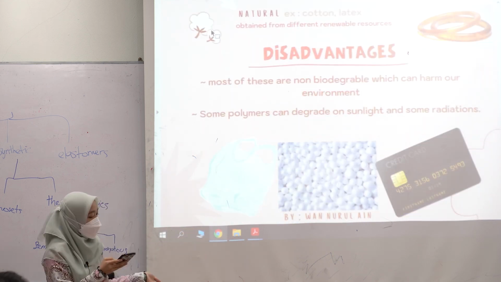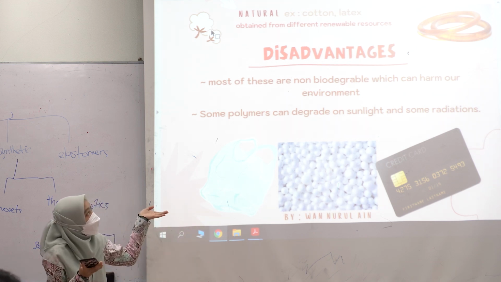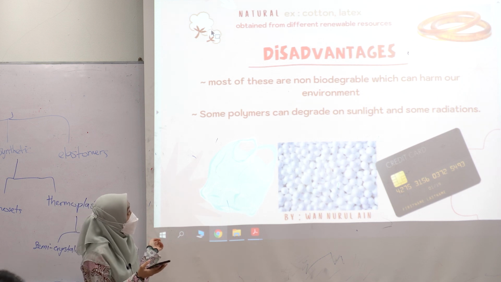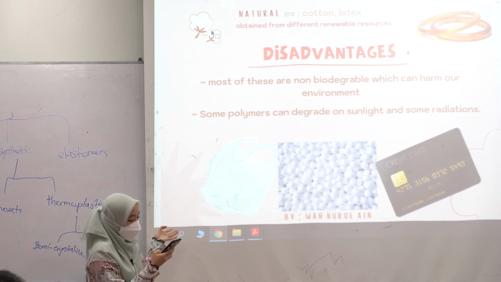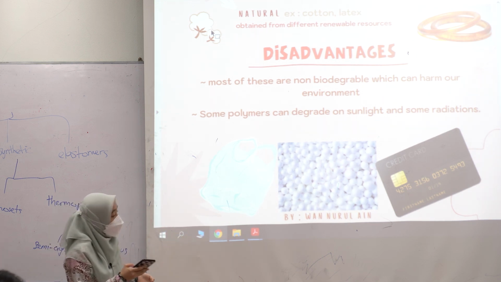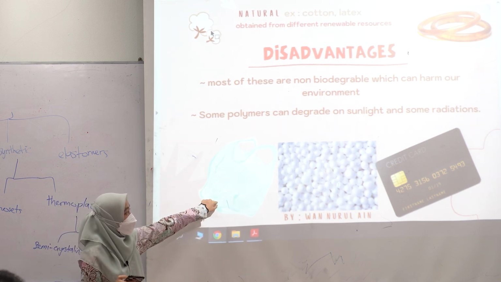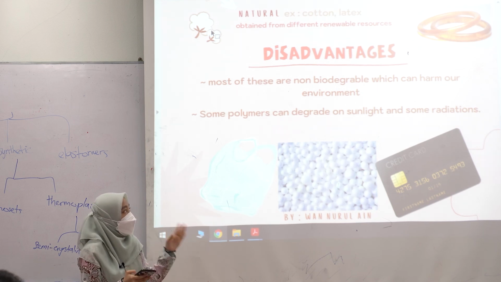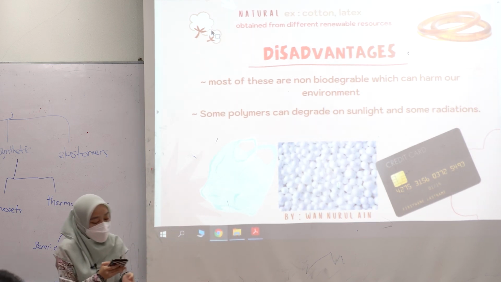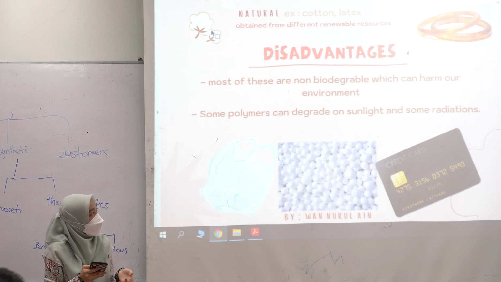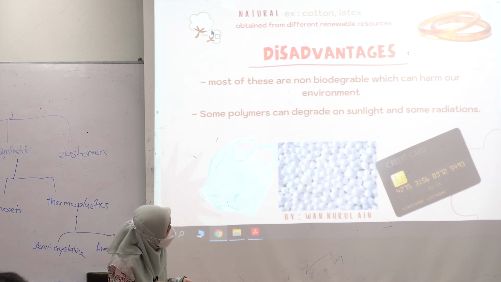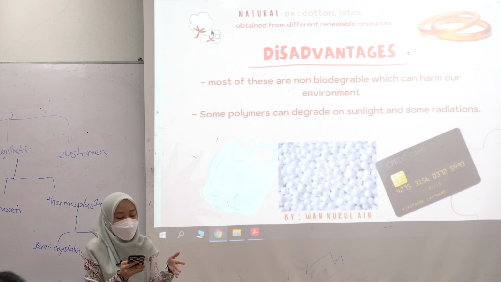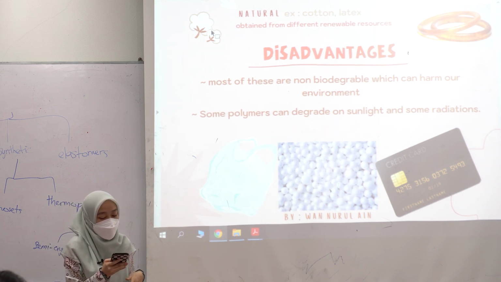Okay. Not everything is perfect. Polymer also has its own disadvantages. Most of these polymers are non-biodegradable, which can harm our environment, especially plastic bags, because they don't break down easily if not disposed of properly. Some polymers also can degrade in sunlight and some radiation. When polymers are burned, they emit a lot of poisonous gases into the atmosphere, which results in choking.